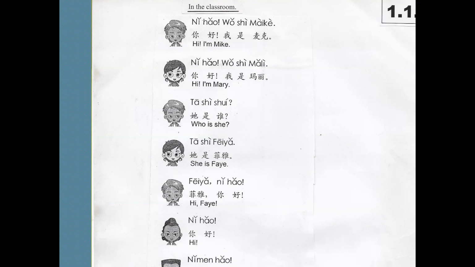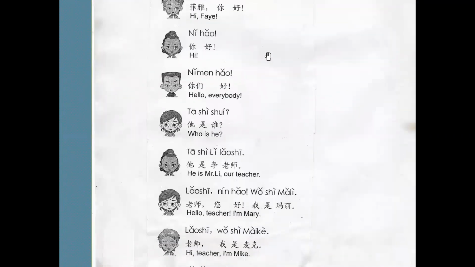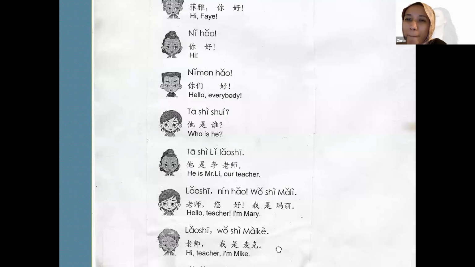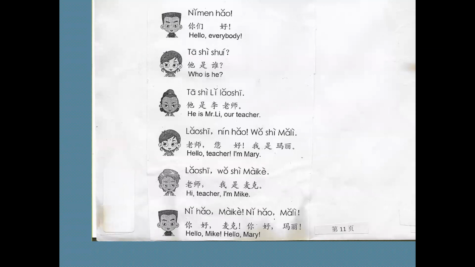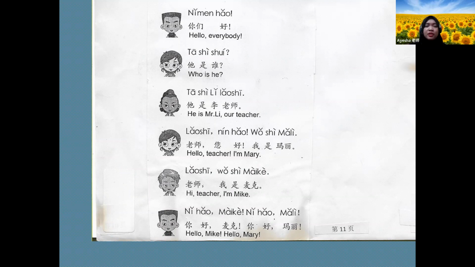Cedric. 你 他是谁？ 他是飞呀， Continue. 飞呀，你好。 Very good. Cedric. 你好， 你们好， 他是谁？ 他是李老师。 老师您好，我是玛丽。 老师，我是麦克。 你好，麦克。你好，麦丽。 Very good. 很好，非常棒。Give yourself a round of applause.